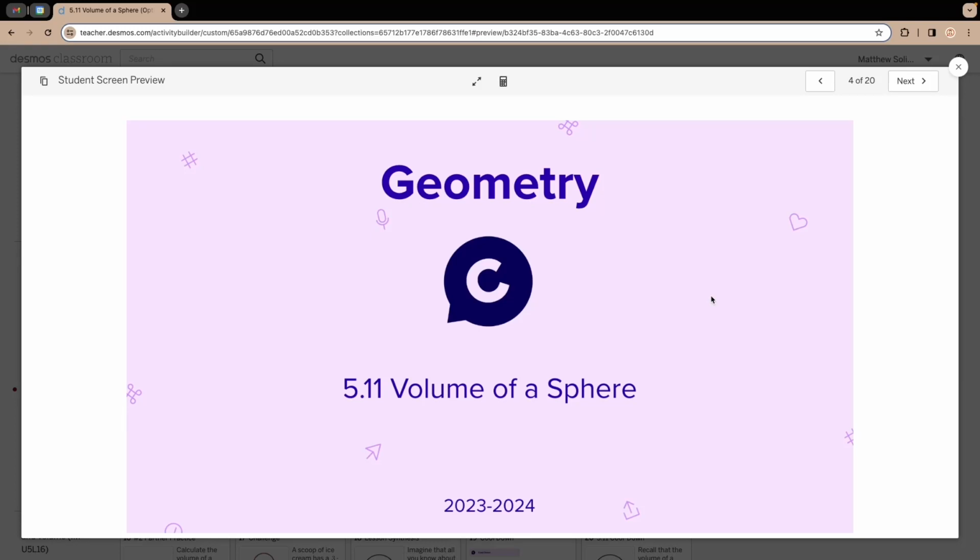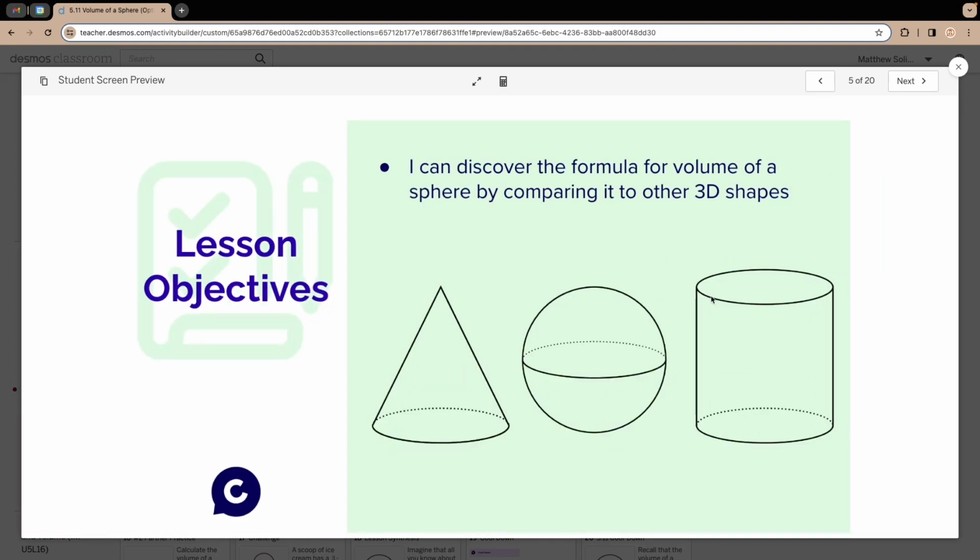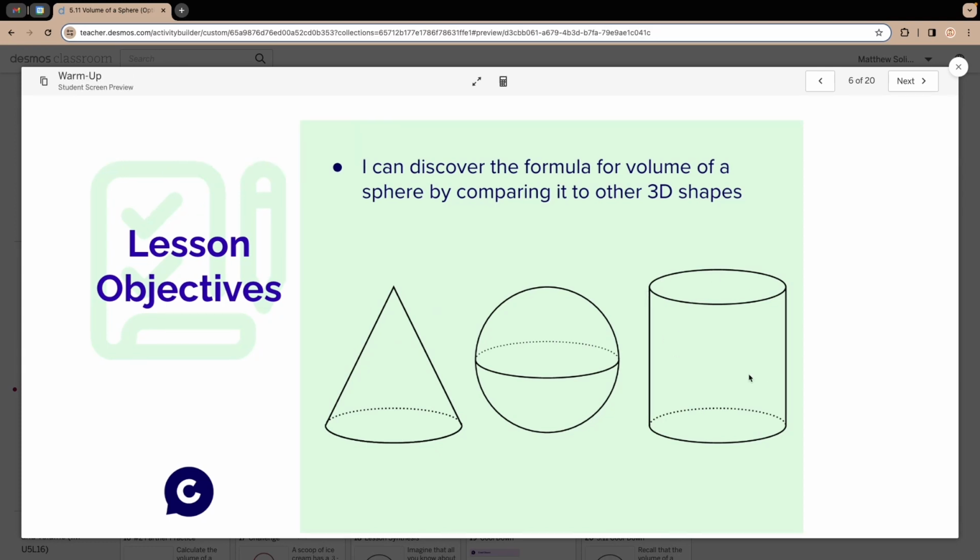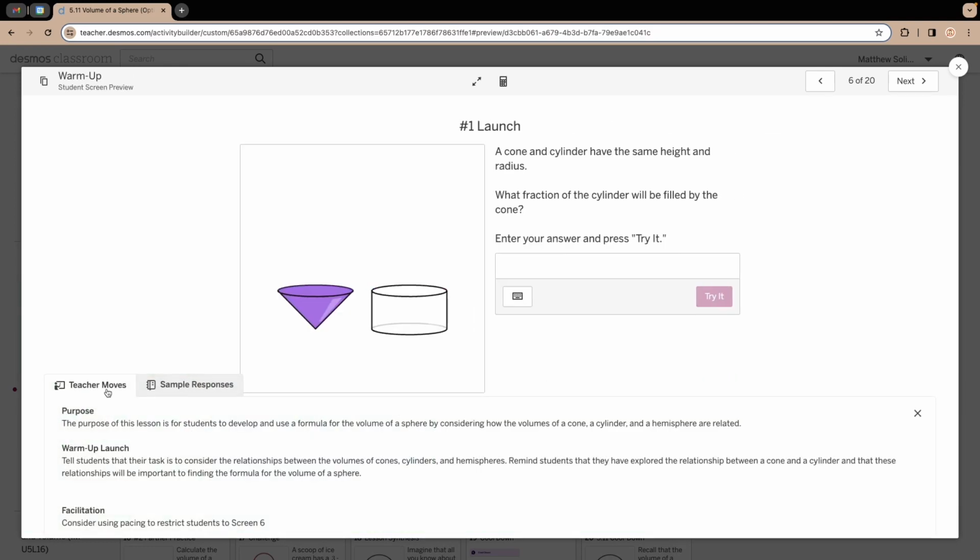We've talked about all the volumes of 3D shapes except for a sphere. So we're going to see where the volume of a sphere, what is the formula, where does that come from? And we're going to use other shapes we've talked about to kind of get there. So in class today, we're going to figure out how we can get the volume of a sphere using a cone and a cylinder.